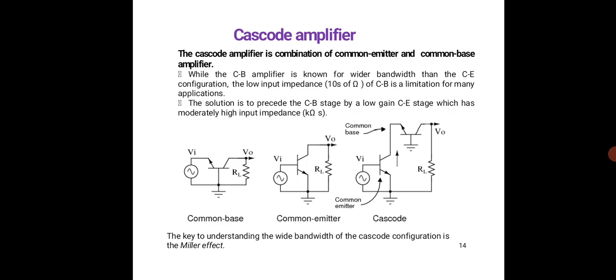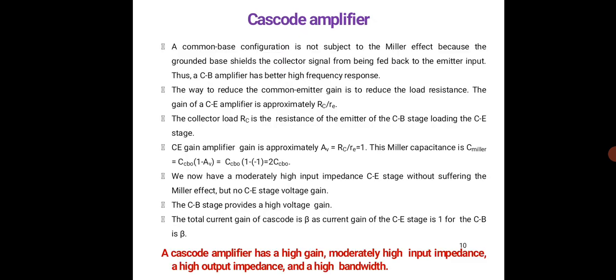You can see that the common emitter will have a high input impedance, whereas the common base will have a low input impedance. In order to compensate for this, we put a common emitter in front of a common base. The key to understanding the wide bandwidth of the cascode configuration is the Miller effect. The common base configuration is not subject to the Miller effect because the grounded base shields the collector signal from being fed back to the emitter input. Thus, a common base amplifier has better high frequency response.